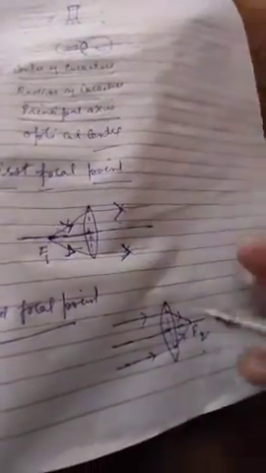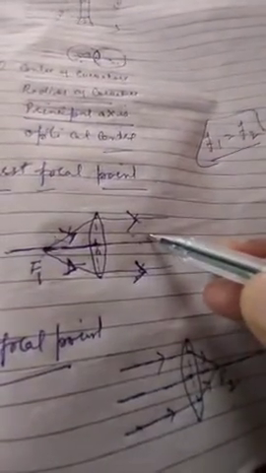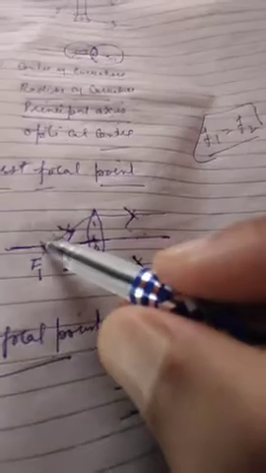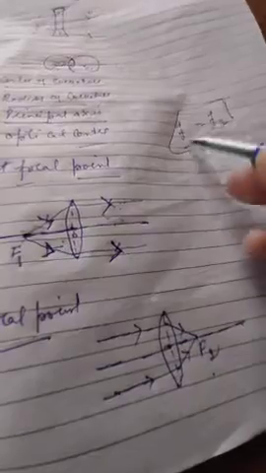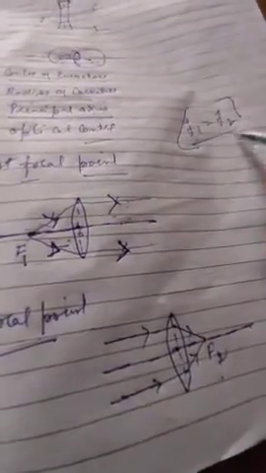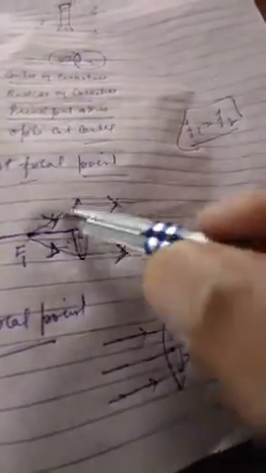Once again students, the medium on both the sides is the same. Here is air, and here is also air. That is why F1 is equal to F2. If the medium is not the same, meaning if here it is glass and here it is air, then the focal lengths on both the sides will not be equal, and F1 will not be equal to F2. It is only possible if the medium on both the sides is the same.